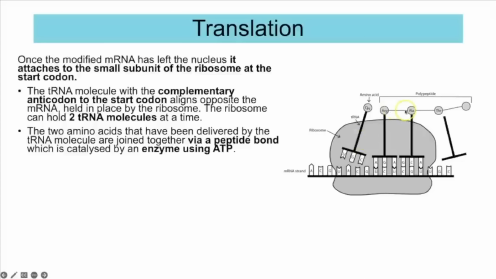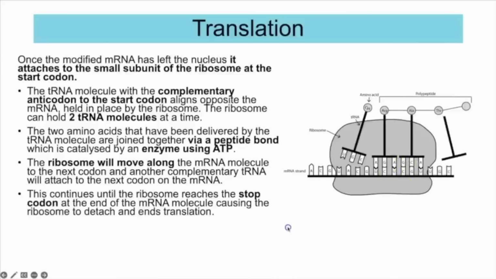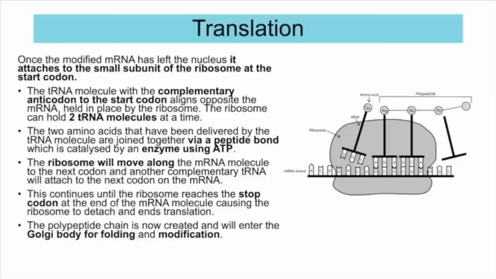And forming that peptide bond requires an enzyme and also ATP. So the ribosome continues to move along the mRNA, enabling the next complementary tRNA anticodon to align to the next complementary codon on mRNA. And it continues until the ribosome reaches a stop codon, which causes the ribosome to detach, and it ends translation. That polypeptide chain that is now created then enters the Golgi body for folding and modifications.